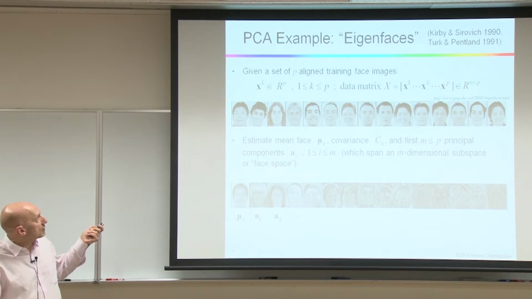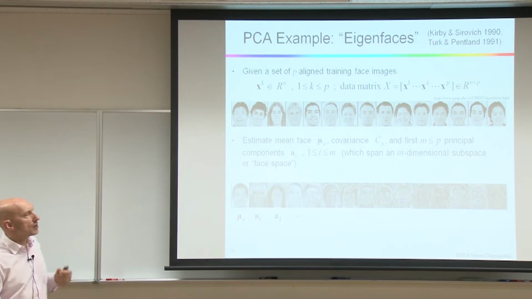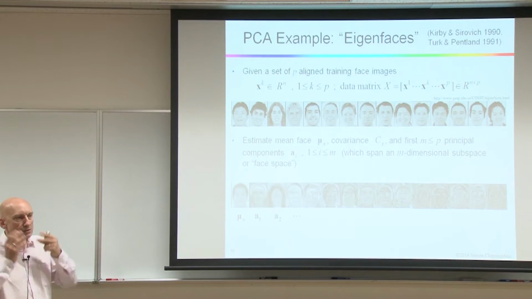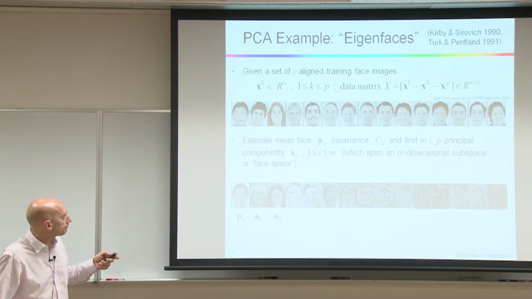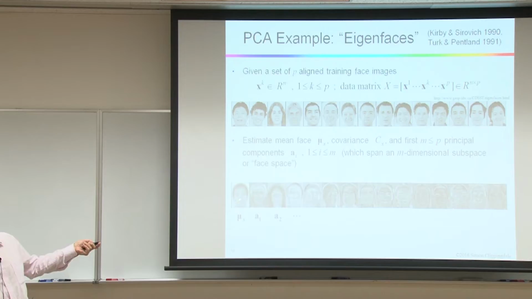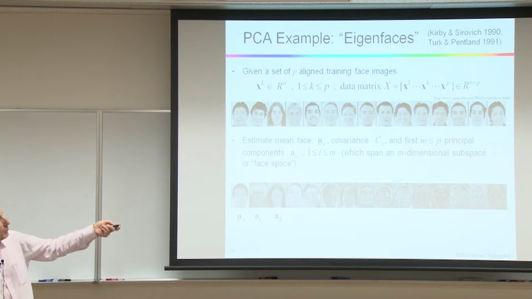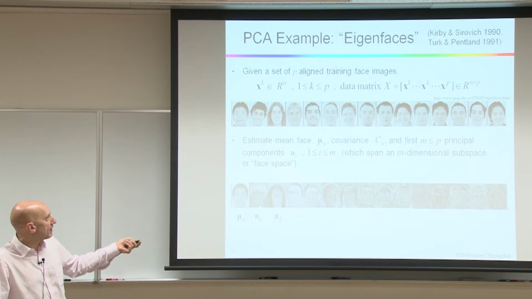So if you start with a set of training images, these are all aligned to try and get, for example, the eyes and the mouth in roughly the same place in each image. And this down here is the mean, the average face of all these. So there's the mean. First principal component, if you calculate them, looks like this.